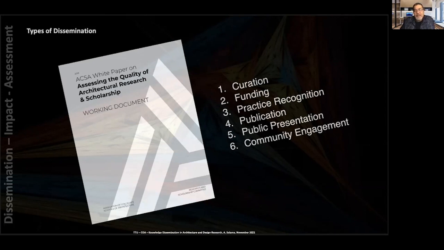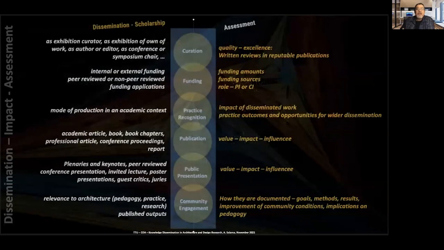But these should have specific qualities. So we cannot say, for example, any practice recognition would count as a form of dissemination, or any community engagement exercise would count as a form of dissemination. So they have specific parameters for assessment. Exploring these types of dissemination and the associated assessment is really critical for us as researchers, whether in the US context or in other contexts, to map what we do to these kinds of activities or dissemination channels and the required assessment.